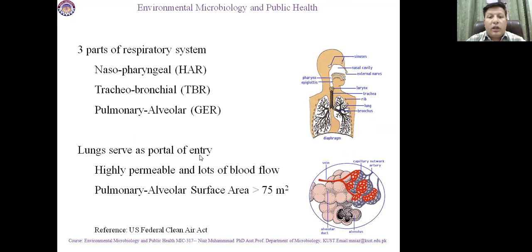Lungs serve as a portal of entry, highly permeable with lots of blood flow. Pulmonary alveolar surface area is 75 square meters. So when air is going into the lungs, the last region, the alveolar region of the lungs, is highly sensitive and highly permeable. While pollutants from the environment are going into the lungs, carbon dioxide from the blood is going into the air and that is exhaled.